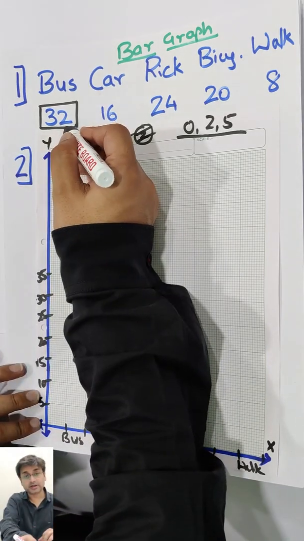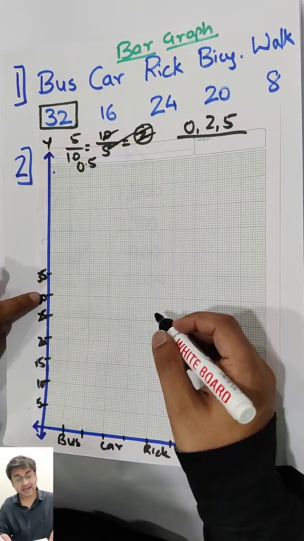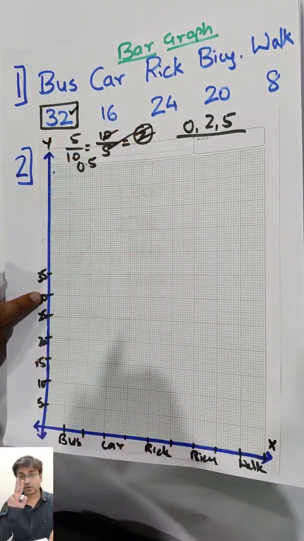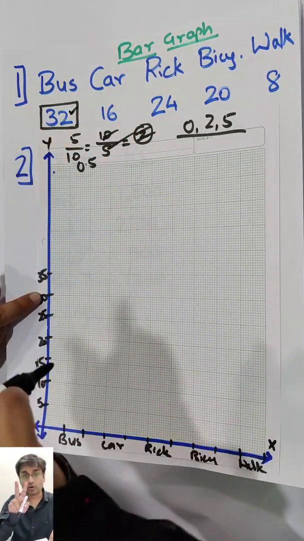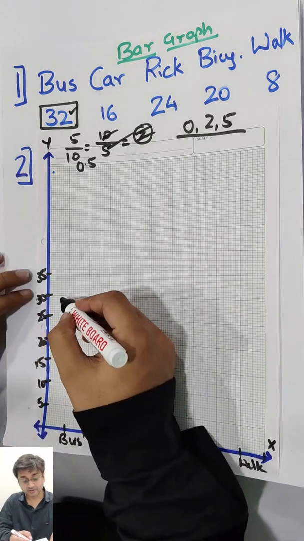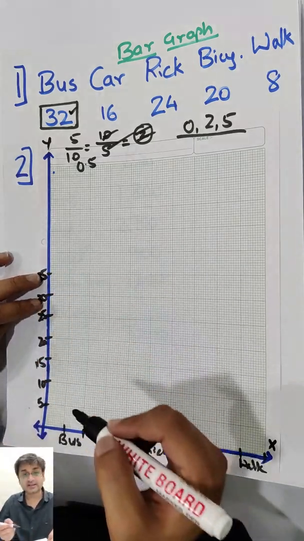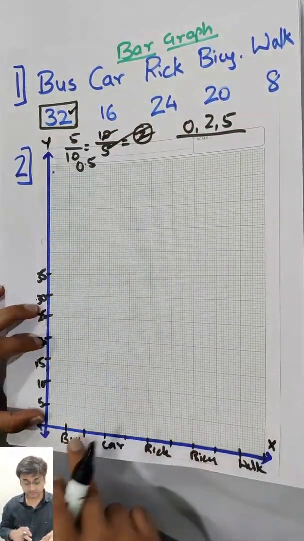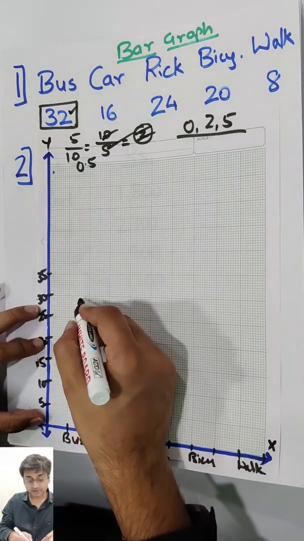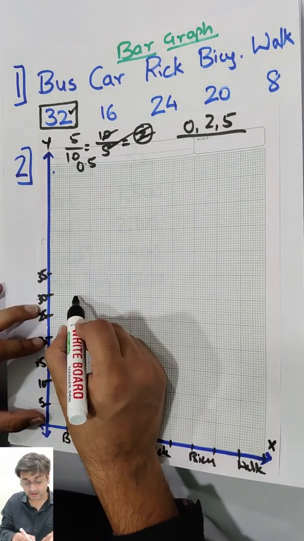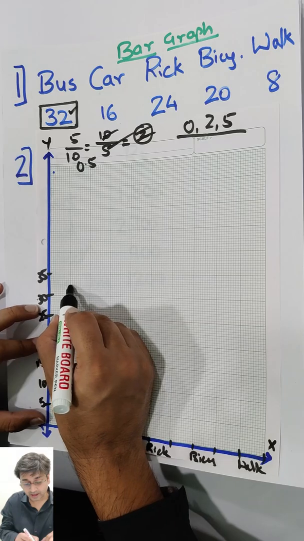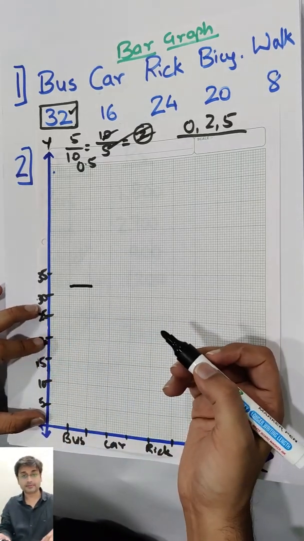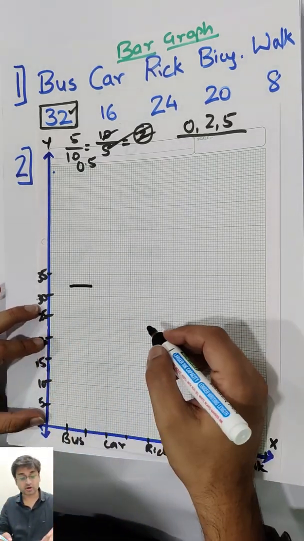So if you want to mark 32, you're going to go to 30, and then for 2, what are you going to do? 2 lines is 1. So you need 2 more. So you're going to take 4 lines. So from 30, we will count 4 lines and then mark. Okay. So the first column is for the bus. Under bus, 30 and then 4 lines. So I will count 1, 2, 3 and 4. And on the 4th line, I will draw a bar.